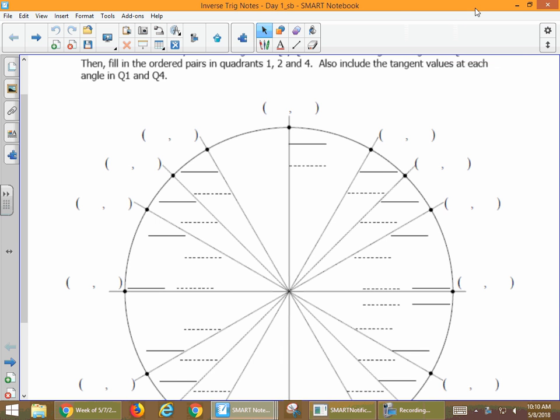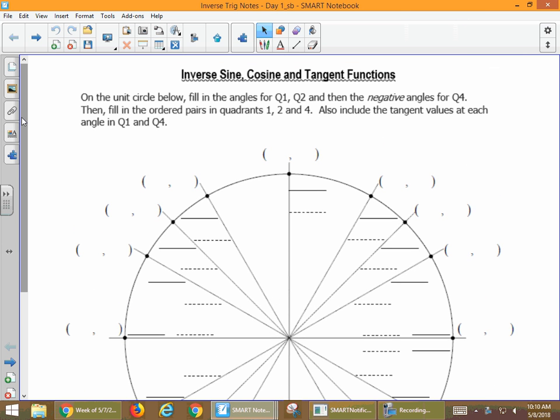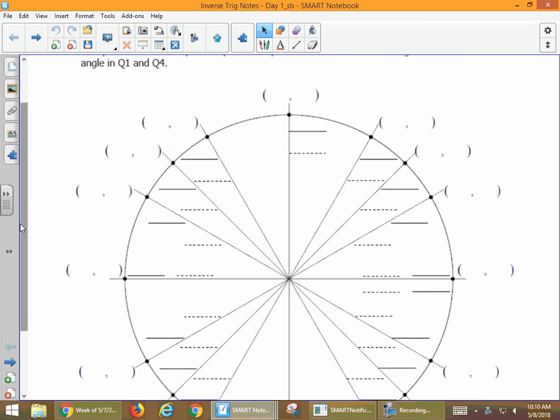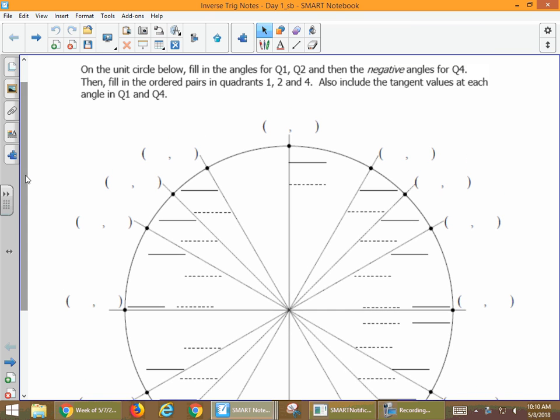Okay, so trig inverses, we're going to do values and graphs. And the thing about the way these work is that it really is the unit circle backwards. So it says on the unit circle below, fill in the angles for quadrant 1 and quadrant 2. So let's just fill in quadrant 1 and quadrant 2 first, and then we'll deal with quadrant 4. So do me a favor and don't work ahead.